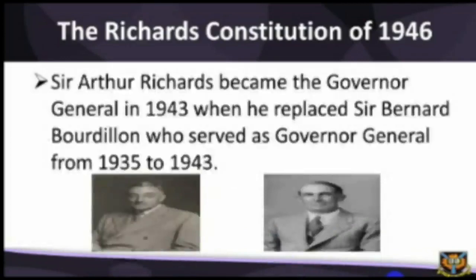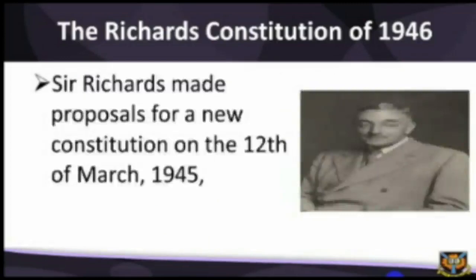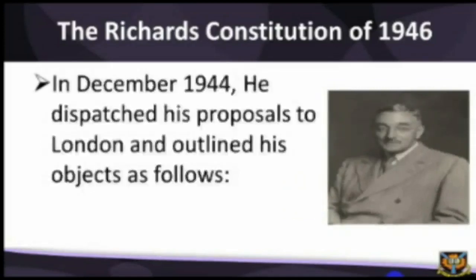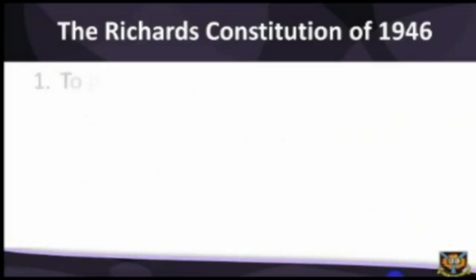Sir Arthur Richards became the Governor-General in 1943 when he replaced Sir Bernard Bourdillon, who served as Governor-General from 1935 to 1943. Although Sir Richards made proposals for a new constitution on the 12th of March 1945, it was his predecessor that prepared ground for the 1946 Richards Constitution that came into effect in 1947. In December 1944, Sir Richards dispatched his proposals to London and outlined his objectives as follows.